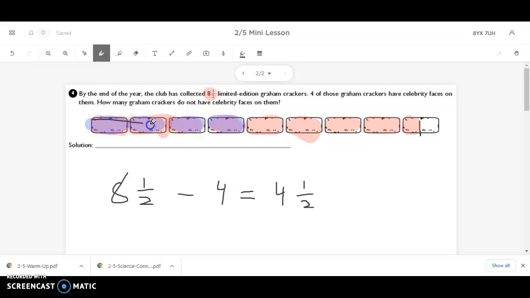Because after I've taken away these 4 that have faces, what I'm left with is 1, 2, 3, 4 whole graham crackers and a half. So the solution is 4 1/2.